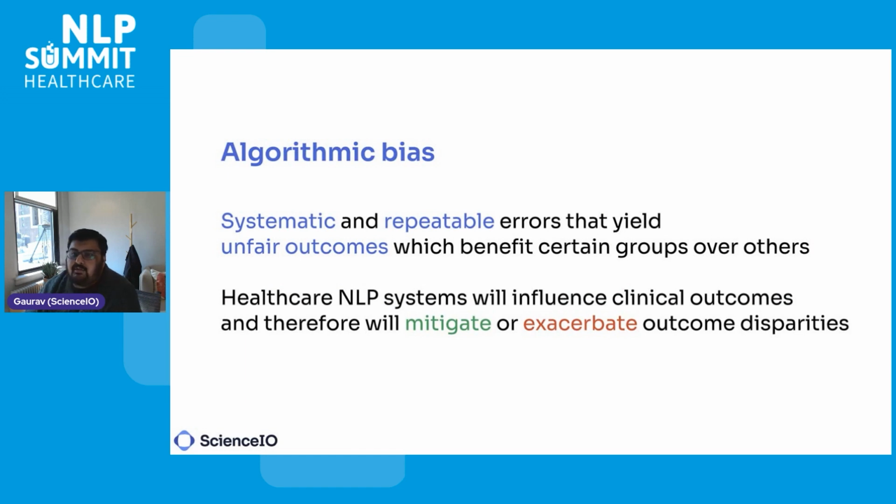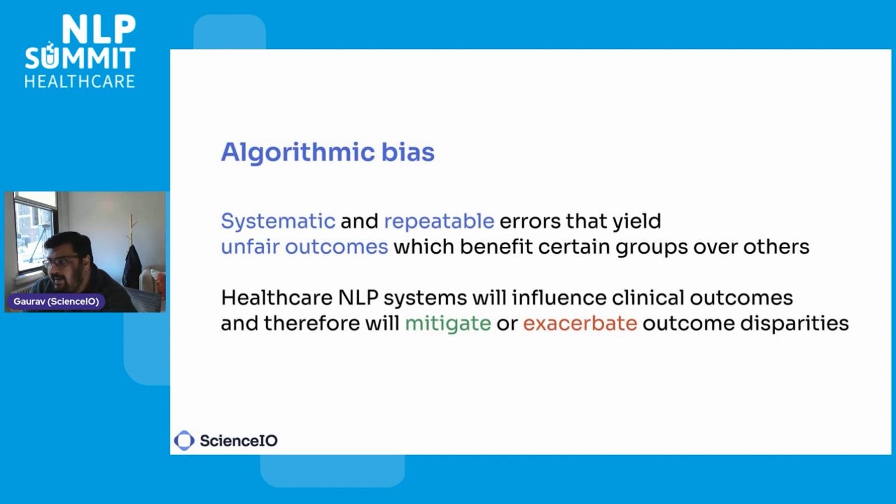First, a quick definition. Algorithmic bias is what we're talking about today, and that's when an algorithm has systematic and repeatable errors. And in particular, those errors result in unfair outcomes for certain populations. So our whole ethos is that because healthcare NLP systems can influence clinical outcomes through the information that they retrieve or capture, these systems can either mitigate or exacerbate outcome disparities in the healthcare system.